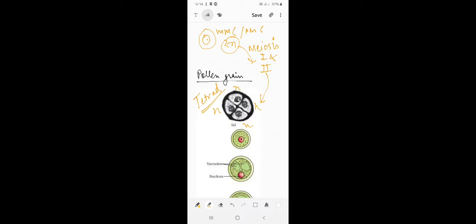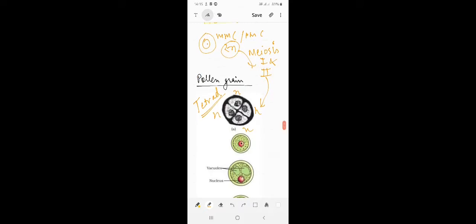Now we will take the structure of the pollen grain. What is a pollen grain? That represents the male gametophyte. So pollen grain represents your male gametophyte. This arrow sign means male. This is the symbol of male.